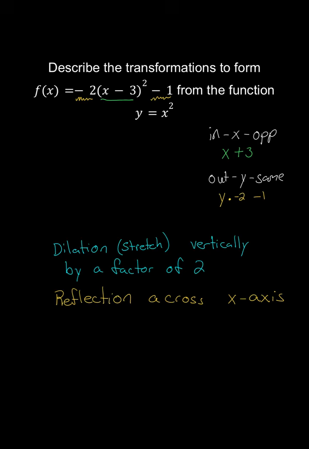And lastly, since we also have addition and subtraction in this expression, we're also going to have translations. Adding 3 to x values is going to move it in the positive x direction, so to the right 3 units. And subtracting 1 from the y values is going to move it in the negative y direction, so down 1 unit.